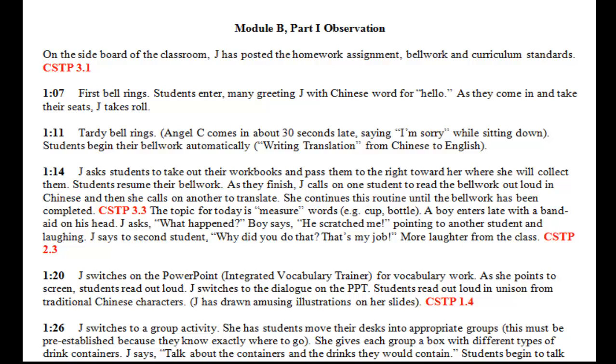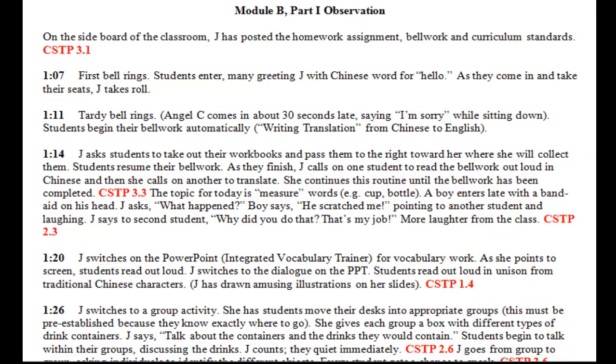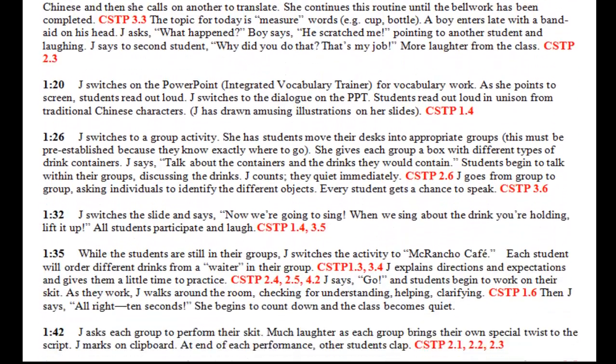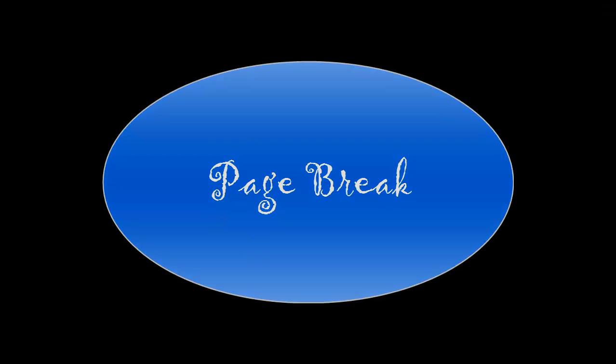Note the time is listed when the actions were taken and instructions were given. The CSTPs are also easily identified in red. This is a very thorough support provider observation. It just needs to be saved as the observation form B3. This is a page break.